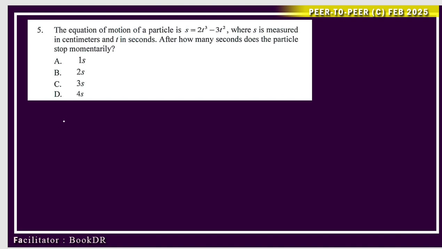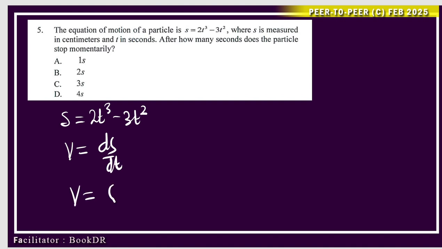The motion of a particle is given by the equation s is equal to 2t cubed minus 3t squared. We are supposed to find after how many seconds the particle stops momentarily. The particle will stop when the velocity is 0. So we have to find the velocity, and we know velocity is equal to ds over dt. So our v is equal to 6t squared minus 6t.